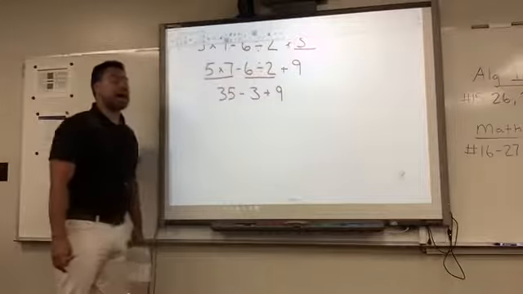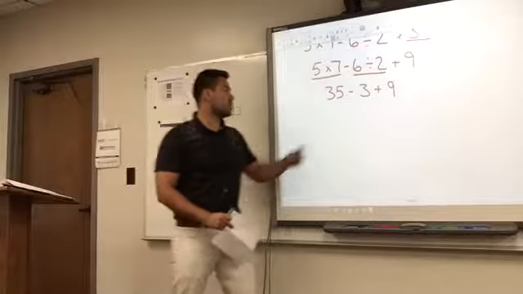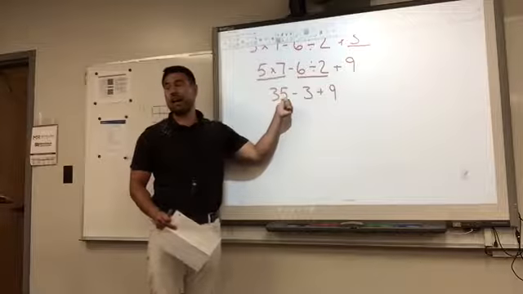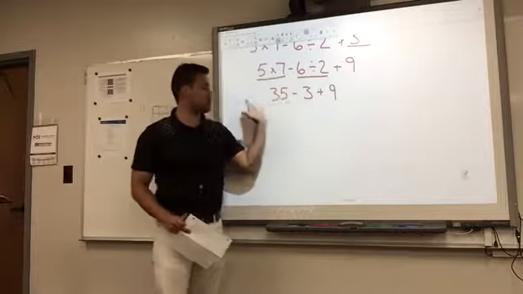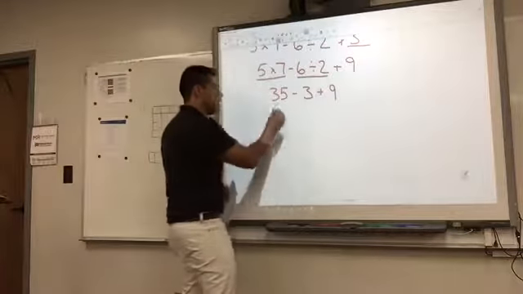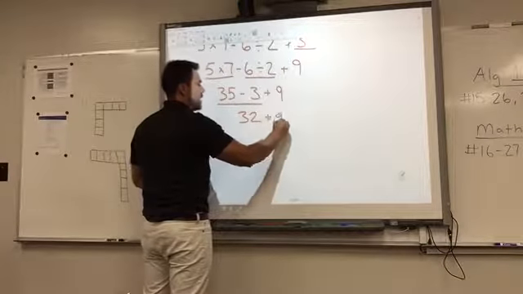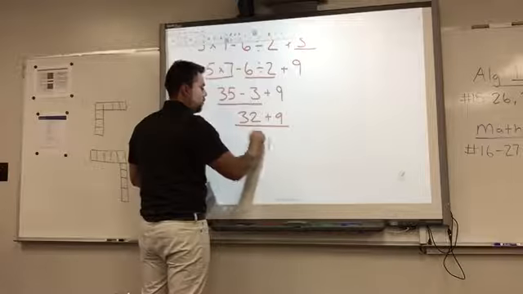Last step is to add or subtract left to right. So we do the 3 plus 9 first. No, you do the 35 minus 3 first, right? You do the subtraction or addition, whichever one comes up. So 35 minus 3. And then plus the 9. 41.